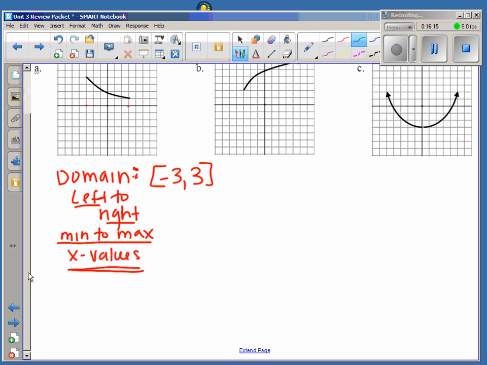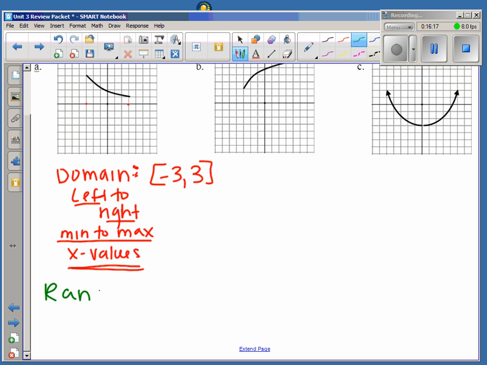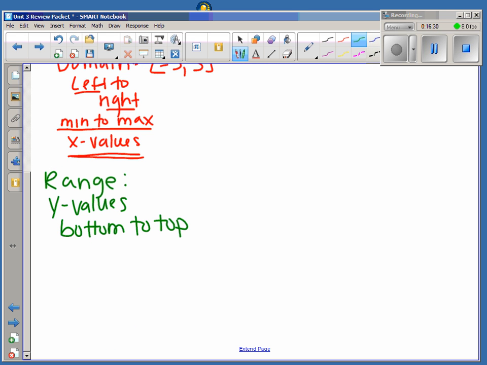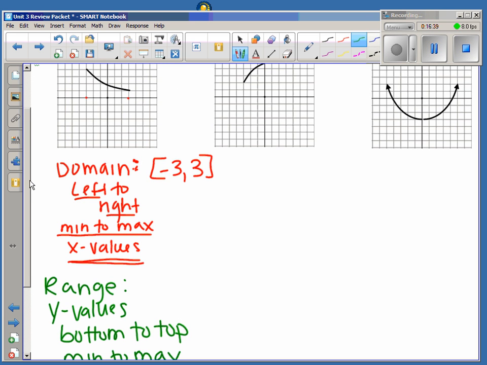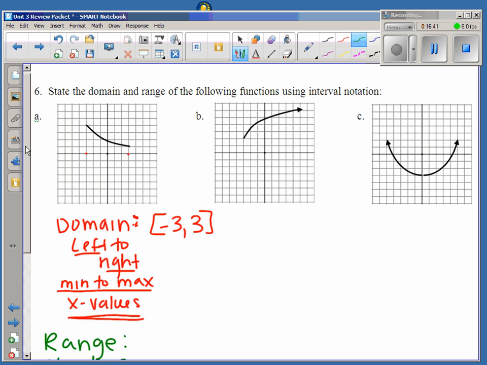Range, things you should know about range. Well, if domain is the x values, range is the y values. And if domain's left to right, range must be bottom to the top of the graph. Or it's also min to max. I had a couple of kids flip-flop. They wrote 4 to negative infinity. Well, negative infinity is clearly smaller than 4, so they should have written that first.